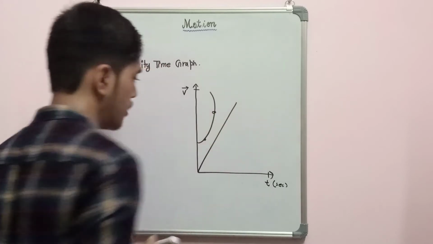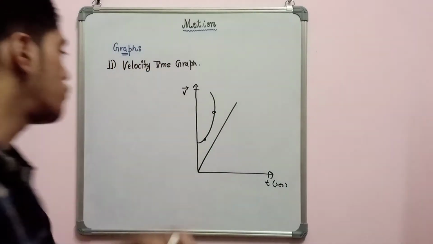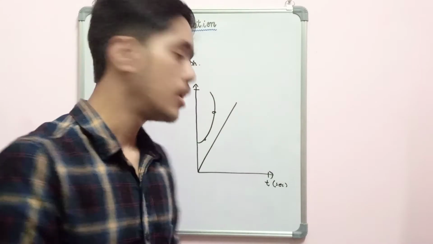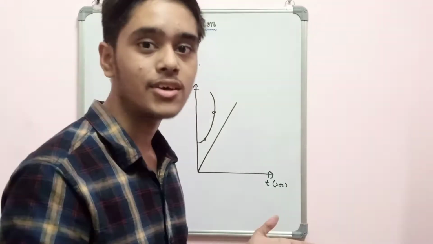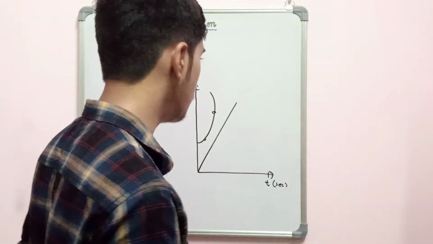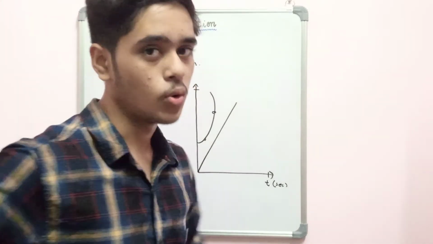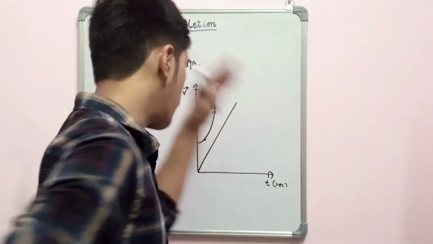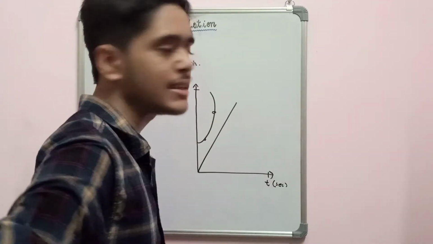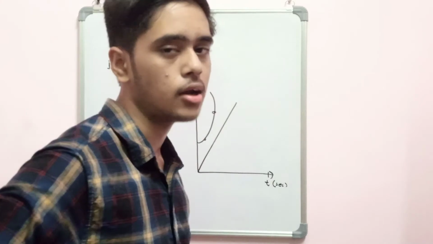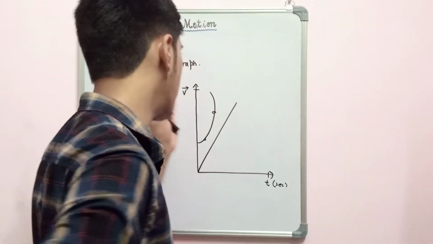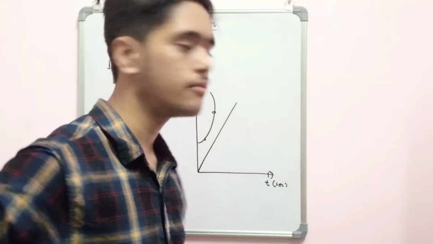Let us draw the two graphs. What will the slope give us? The slope will give us velocity upon time. I have told you that y upon x is the slope: the quantity on the y axis divided by the quantity on the x axis will give you the slope. So velocity upon time will give us acceleration.